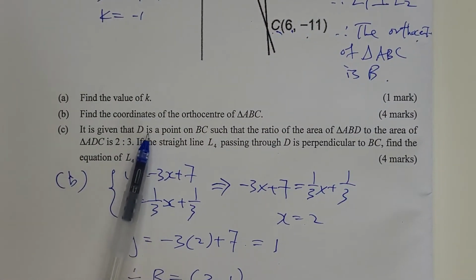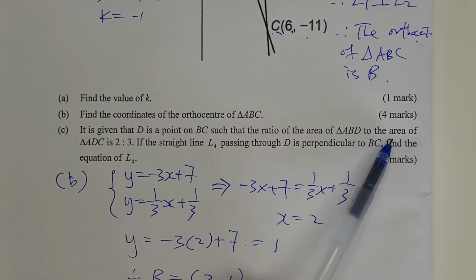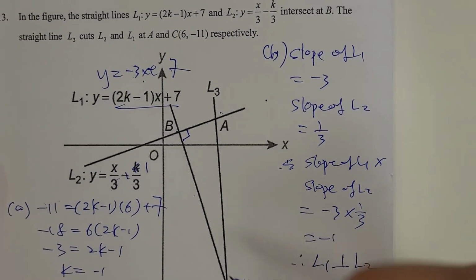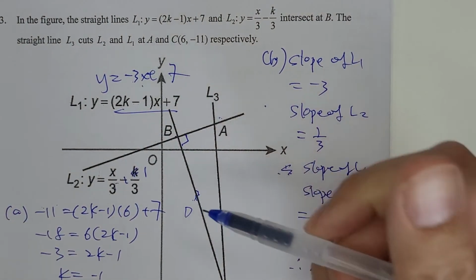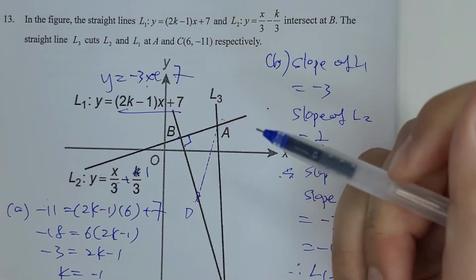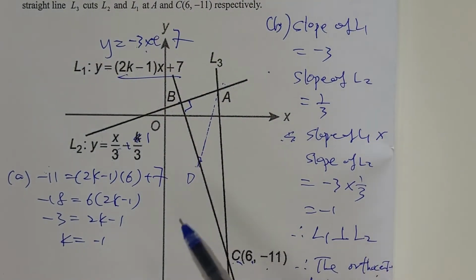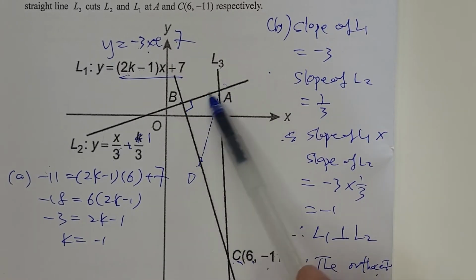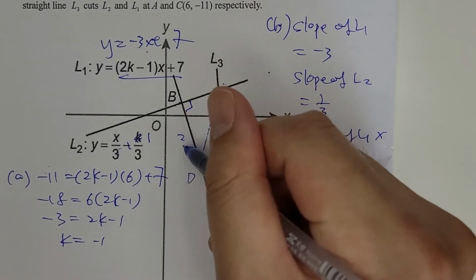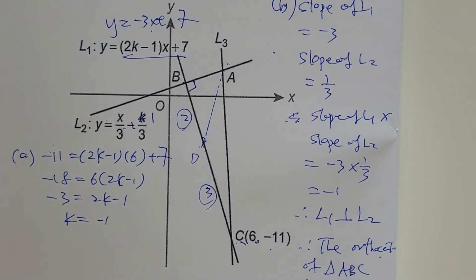It is given that D is a point on BC such that the area of triangle ABD to the area of triangle ADC is 2 to 3. So you need to know where D is. Check, these two triangles have the same height from A. That means their base ratio will equal their area ratio. So BD occupies 2 parts, CD occupies 3 parts. Then you can find point D first.